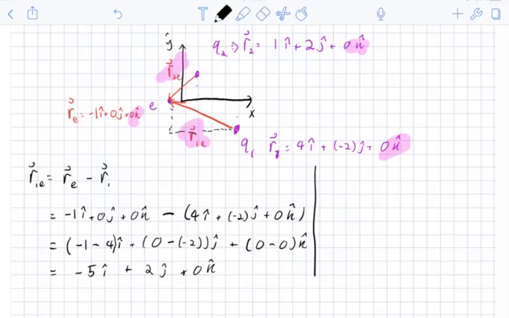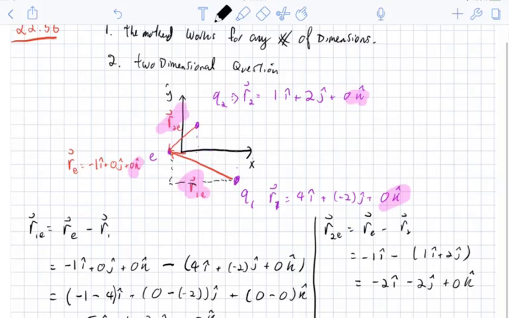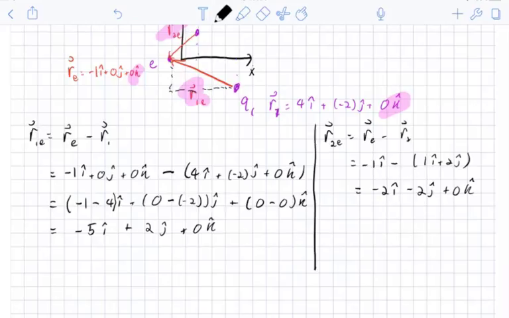Over here on the right-hand side, I'm going to use the same diagram to calculate R2E, that vector. So it's RE minus R2. So it's minus 1 i hat minus 1 i hat plus 2 j hat. So then you get minus 2 i hat minus 2 j hat plus 0 k hat. I simplified that calculation a little bit just because I wanted to save some space.